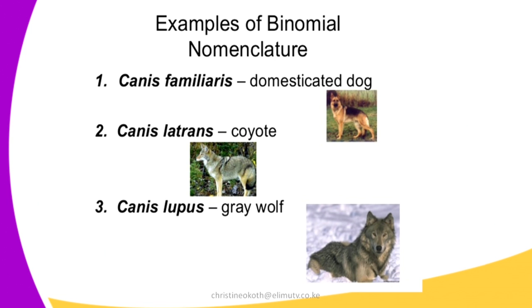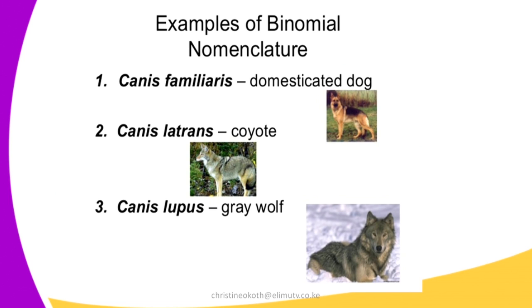So let us look at some examples of organisms which have been named using the binomial nomenclature. For example, we have Canis familiaris, the domestic dog that you normally have at home. Then we have Canis latrans, the coyote. Then we have Canis lupus, the grey wolf. If you observe these scientific names, the rules have been observed. The genus name starts with a capital C, and the species name uses small letters.